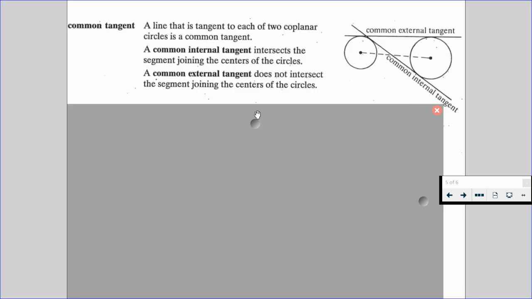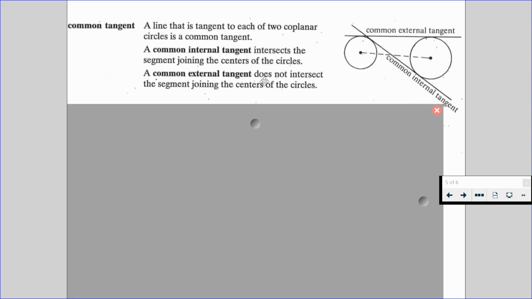We also have some more applications of these tangents. We have what's called a common tangent. A common tangent is a line that is tangent to each of two coplanar circles. If you look at the diagram on the right-hand side, we have one line intersecting both circles in the same general vicinity. If we take the circle on the left-hand side, the common tangent is hitting at the top, and then we have a common tangent hitting at the top again. But that's going to be specifically a common external tangent.